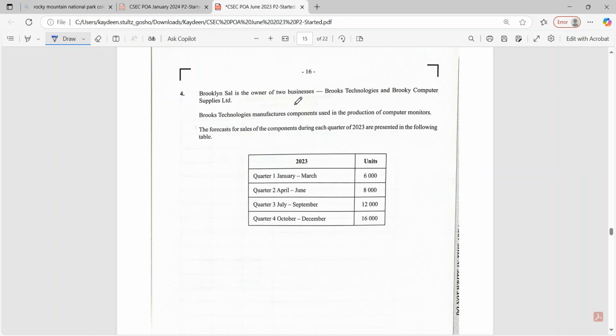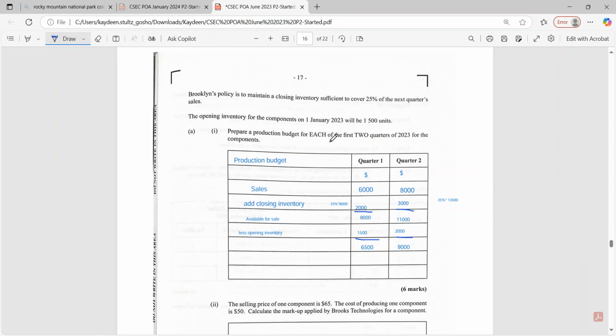Brooklyn Stahl is the owner of two businesses, Brooks Technologies and Brookie Computer Supplies Limited. Brooks Technologies manufactures components used in the production of computer monitors. The forecast for the sales of the computers during each quarter of 2023 are presented in the following table. So you can look at the table for a short while, but I normally discuss the table after I've read the question. So Brooklyn's policy is to maintain a closing inventory sufficient to cover 25% of the next quarter's sales. So closing inventory should always be equal to 25% of the next quarter's sales.